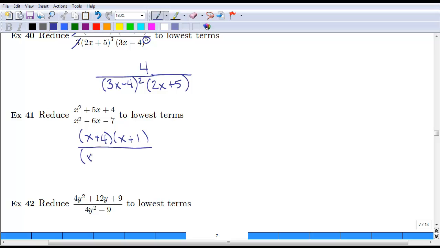If you look at the denominator, we've got x and x, factors of -7 that are going to add to be -6. Again, not too hard. -7 and +1 will add to be -6. And then again, now we can simplify because we have factored. These are multiplied terms. So we can say x plus 1 divided by x plus 1 is 1. And we are left with x plus 4 over x minus 7.